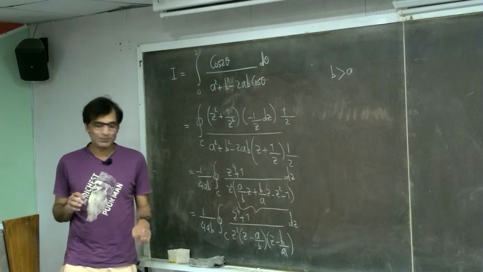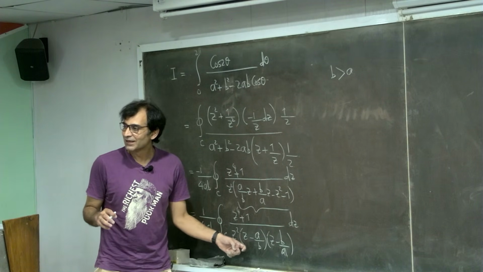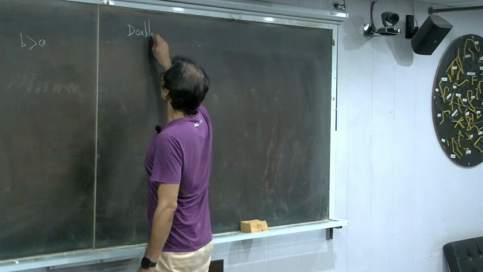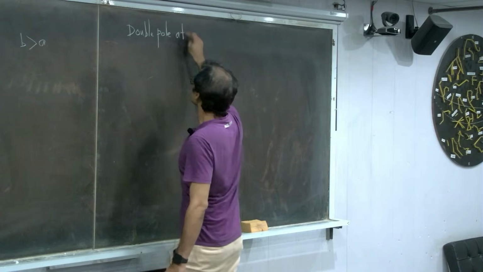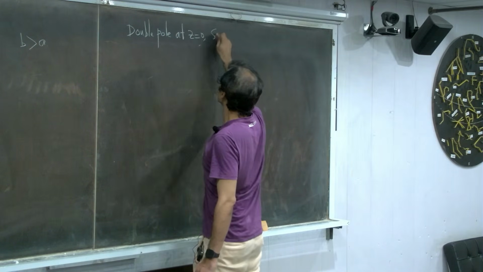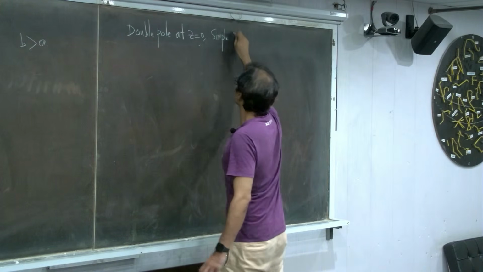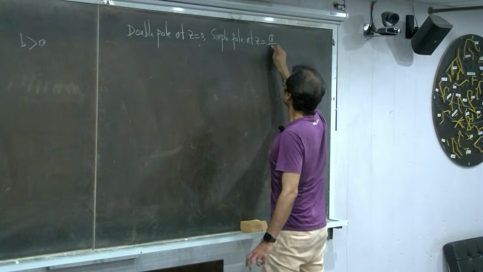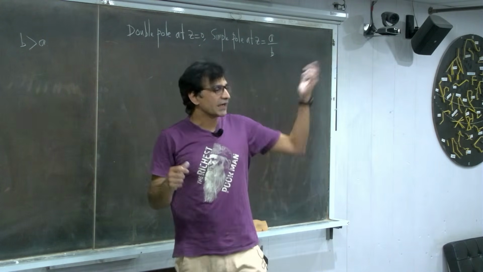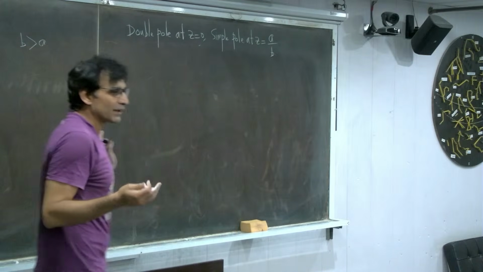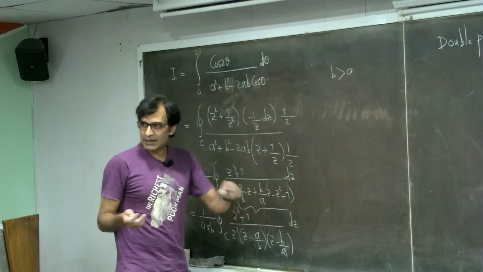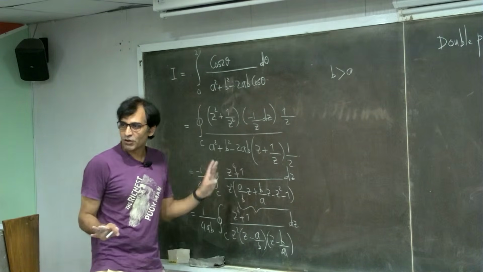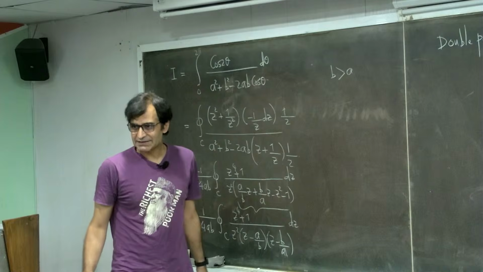Now you can see you have a double pole at z is equal to 0 and a simple pole at z is equal to a over b. Why? Because b lies outside. So b over a is not a pole in any case, because b is bigger than a, and I'm enclosing it in a circle where a lies inside that one. Okay? Now you have to tell me how I can calculate the residue.